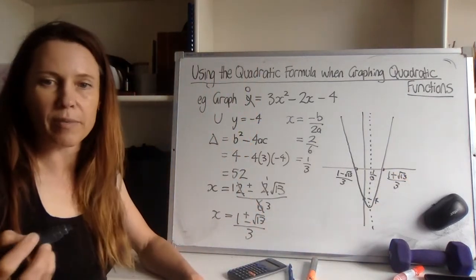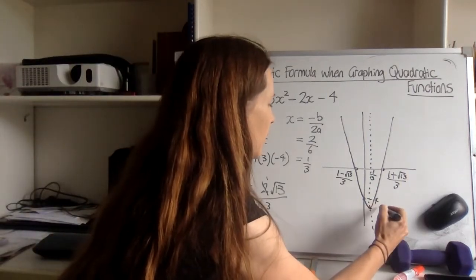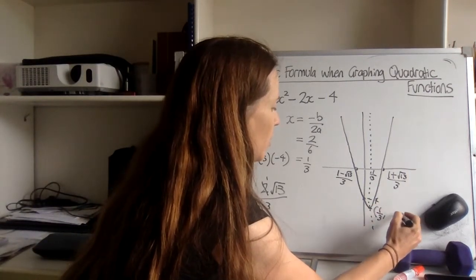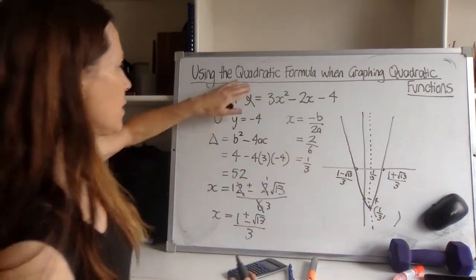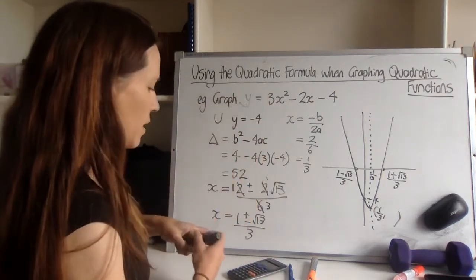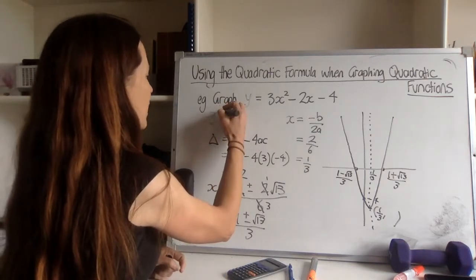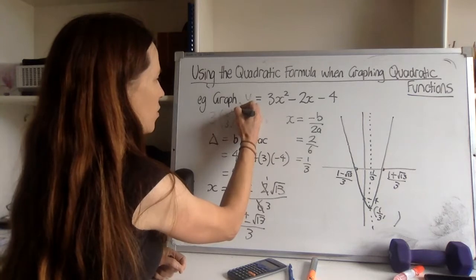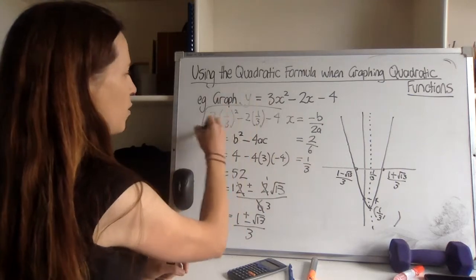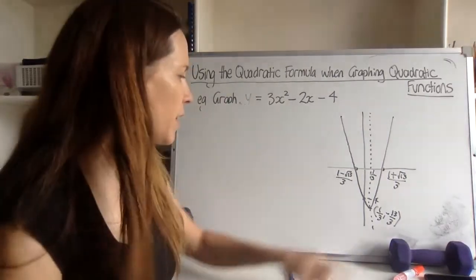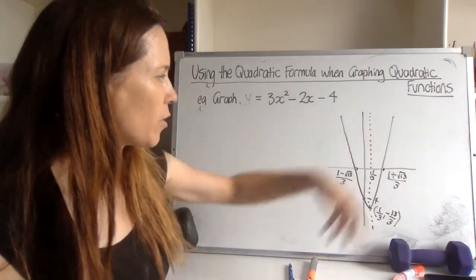Now that's going to make my life a little bit easier when I go to find the vertex, because I know that this point here is 1/3 comma something, and that reminds me that I need to sub 1/3 all the way back in, remembering this is a y. So I need to do 3 lots of 1/3 squared minus 2/3 minus 4. Now you can put that whole thing into your calculator and you should have got -13/3. So that will be the y value of the vertex and your graph is complete.